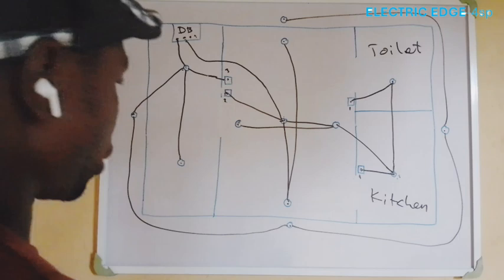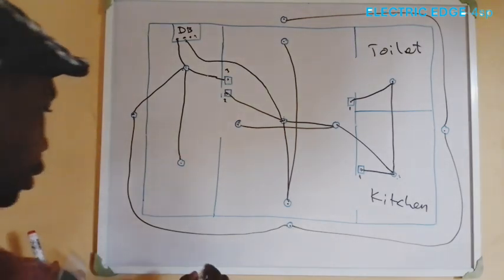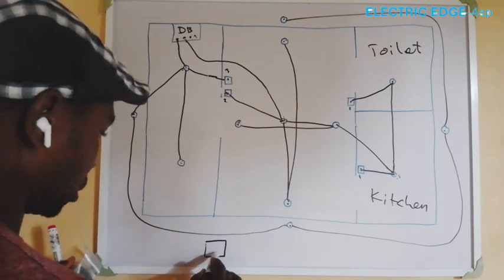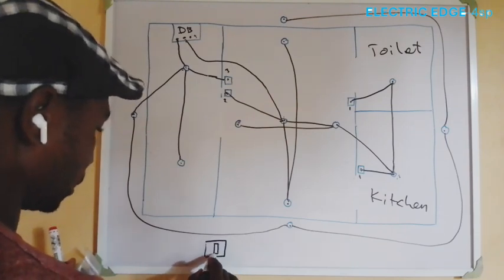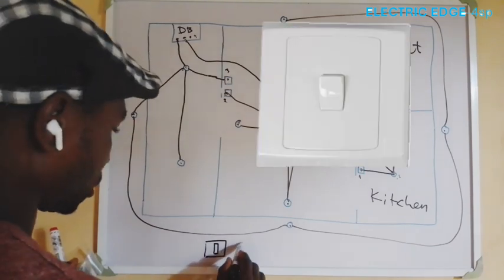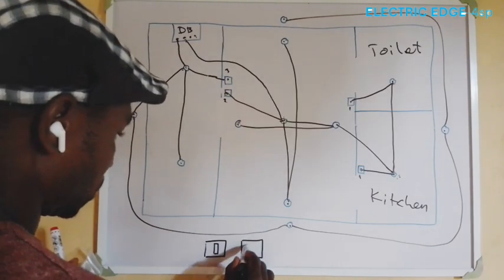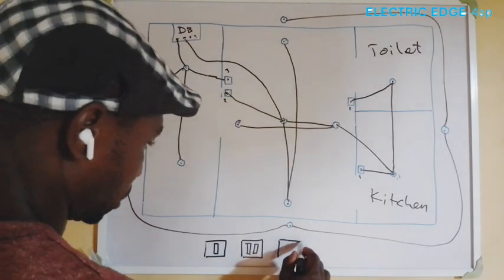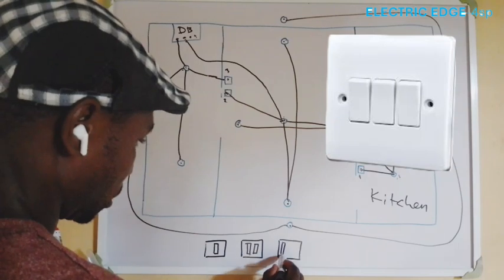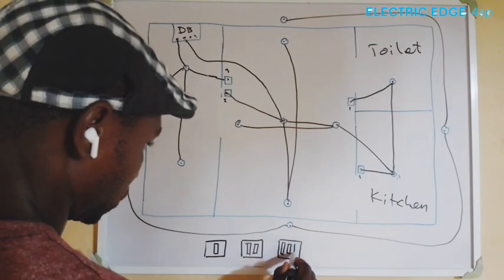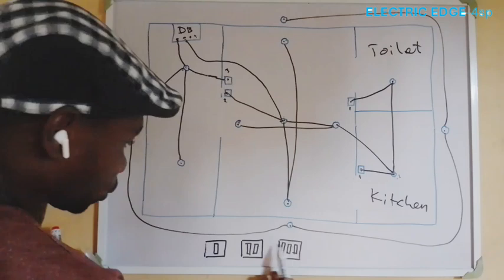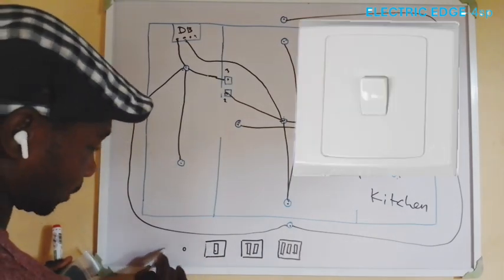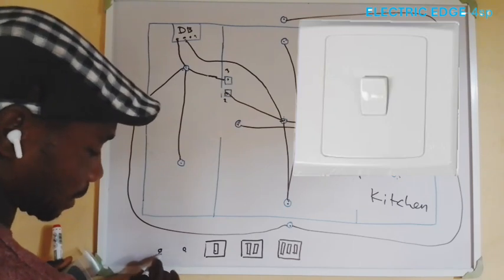Okay, in this drawing, let me start by showing us what I mean by 1 gang, 2 gang, and 3 gang switch. Assuming this is a switch, this is a 1 gang switch. This is a 2 gang switch. This is a 3 gang switch. And all these switches, this can take care of 1 bulb, 1 lighting point. It can take care of 2 lighting points, two of them can light at the same time.